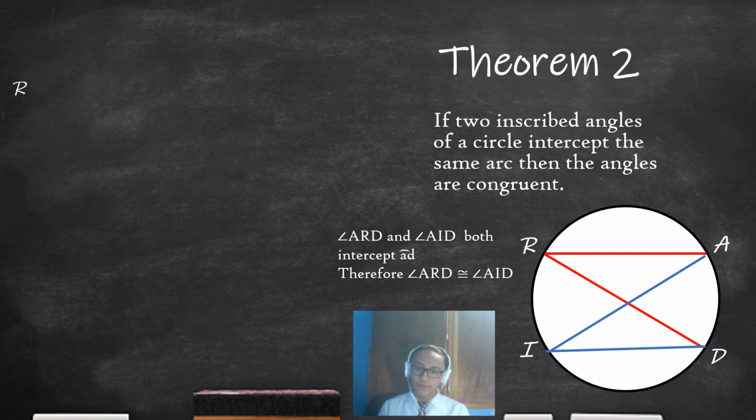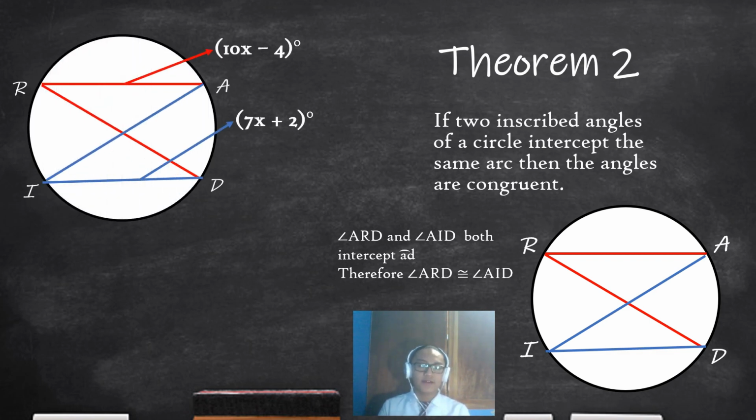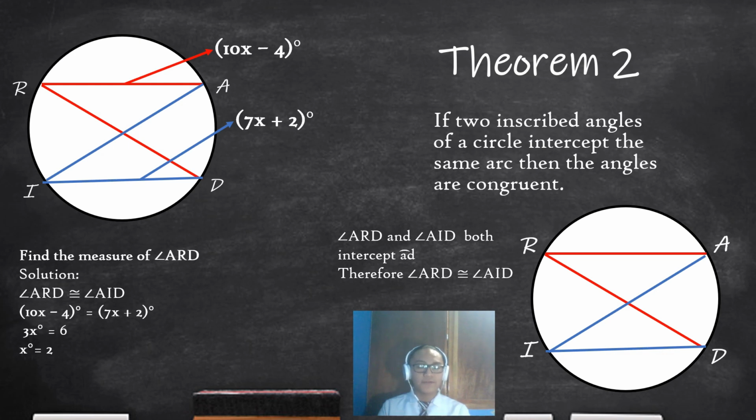Congruent meaning the same. So here in my example, there are already given values for both angles, and we will just have to find the measure of the angle. We are finding the measure of our angle ARD. So first we must identify our given. What are our given? For angle ARD, we have 10x minus 4. And for angle AID, we have 7x plus 2.